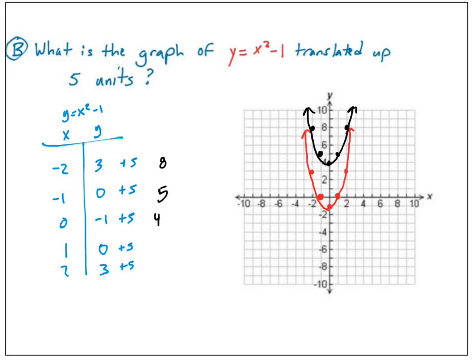If we wanted to, we could write the equation for this fairly simply. We should recognize that if we're shifting this particular expression up 5 units, it just becomes y equals x squared plus 4. We're adding 5 to that last piece to cancel out the translation there down by 1 that they had originally.